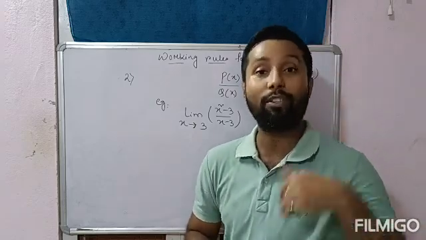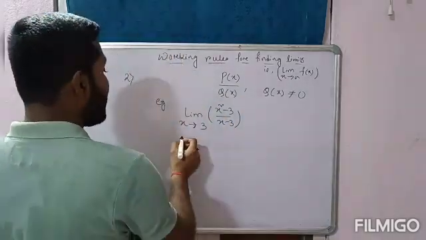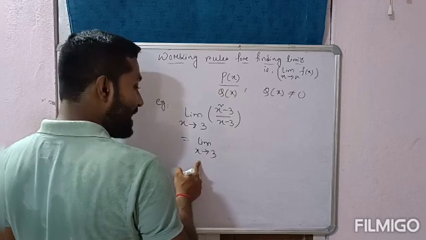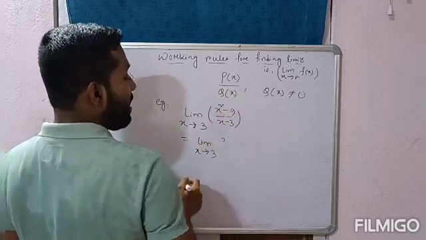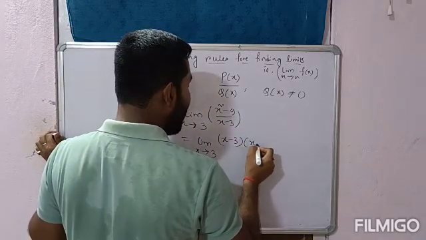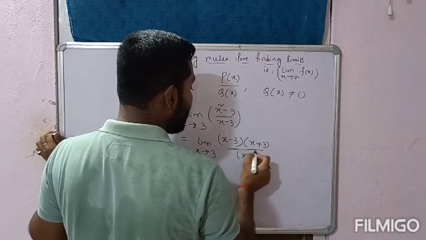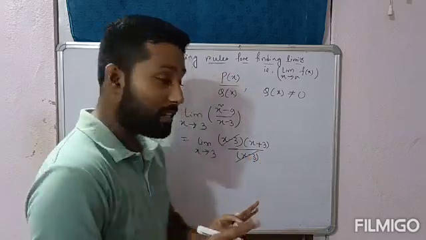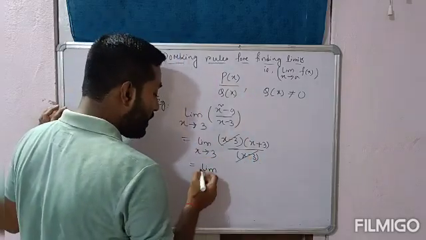देन व्हाट विल हैपन, व्हाट यू हैव टू डू इन केस ऑफ रेशनल फंक्शन, यू हैव टू factorize the numerator and denominator. So before substituting the value of x, you have to factorize this one, sorry, not 3, this is 9. You have to factorize the numerator and denominator. So numerator, after factorization, it can be written as x minus 3 into x plus 3 divided by x minus 3. So x minus 3 will be cancelled. Cancel out the common factor, and then only you can put the value of x.